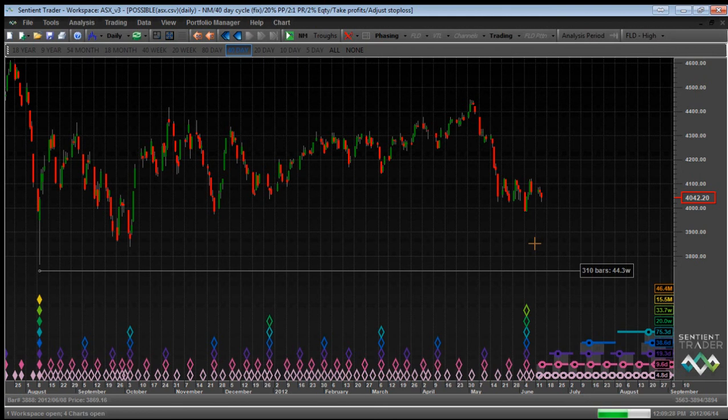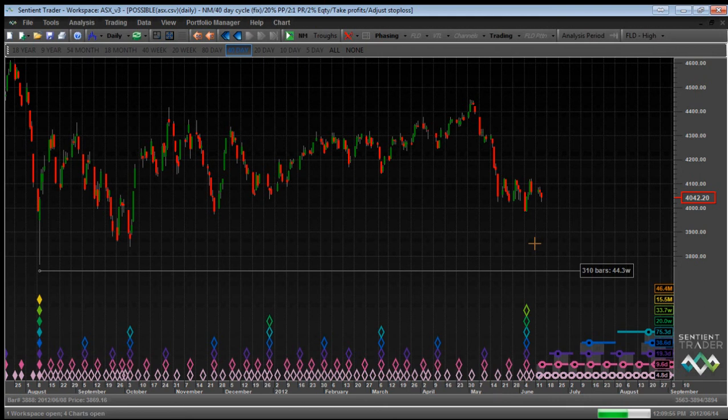So, it is important that you don't get too fixated onto one single analysis, and we discussed that a little bit last week, so I'm not going to bang on about it. But last week we were discussing in particular the potential that the 40-week cycle had troughed on Monday the 4th of June. Okay, which was last week Monday, 10 days ago.